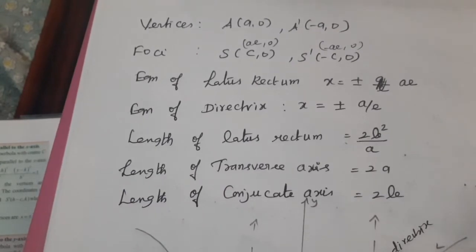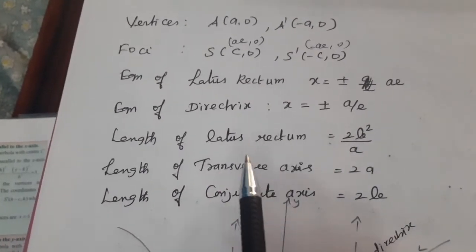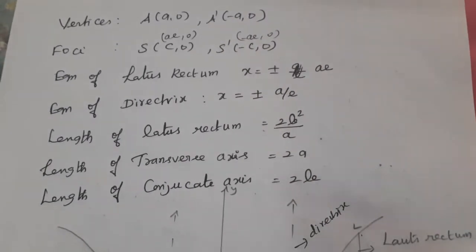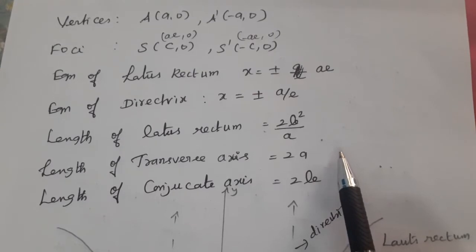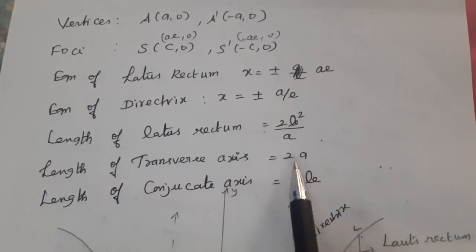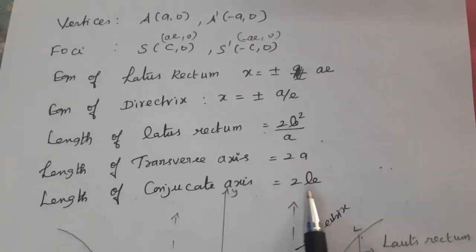Equation of the directrix: x is equal to plus or minus a divided by e. What is the length of the latus rectum? The length of the latus rectum is 2b square by a. Length of the transverse axis, that is the x axis, is 2a. Length of the conjugate axis, that is the y axis, is 2b.